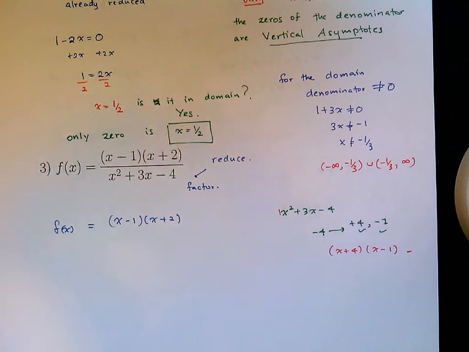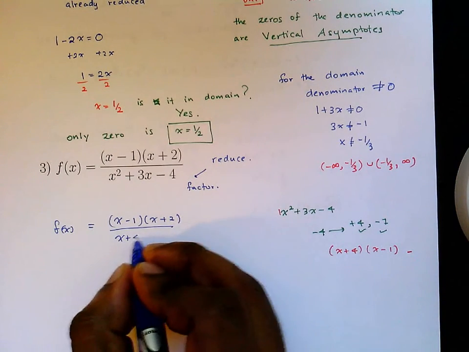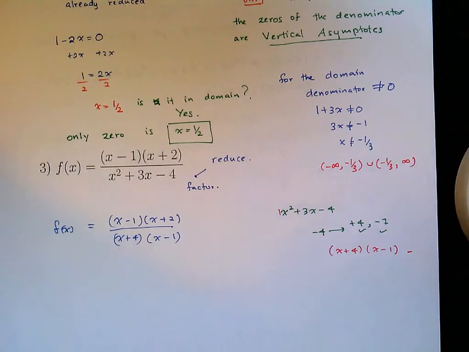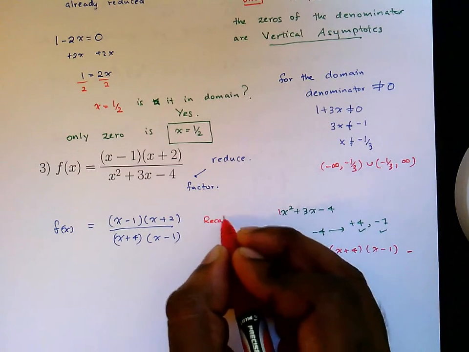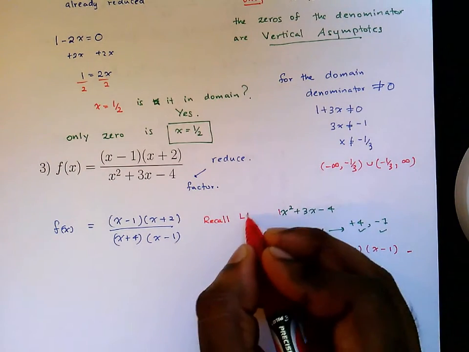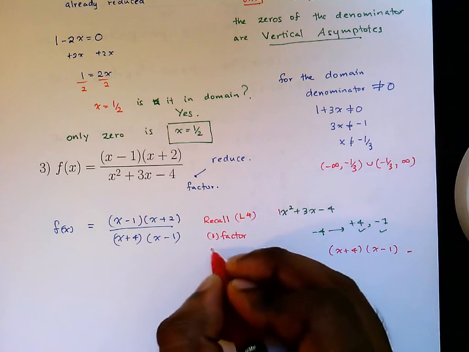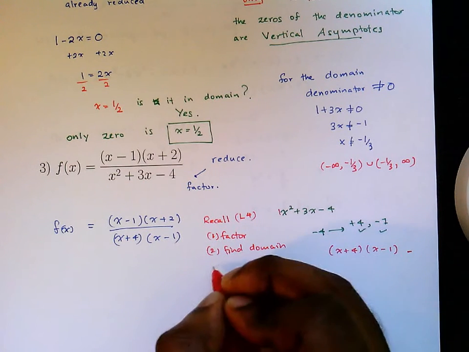Remember how we did this in lecture 3. So you get (x plus 4)(x minus 1). Now you can find the domain. Remember, how do you work with rational expressions? You factor, find the domain, reduce. This is from lecture 4.